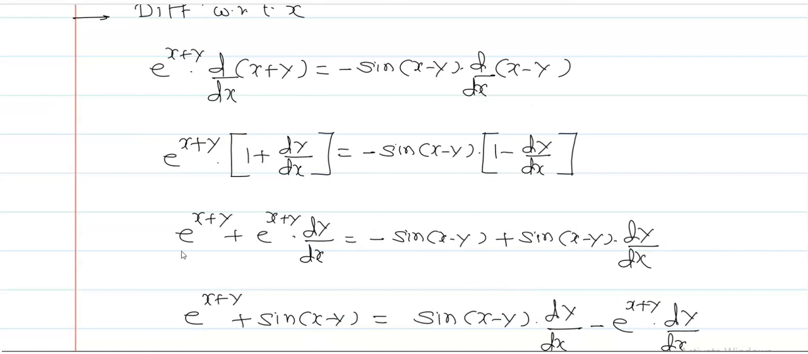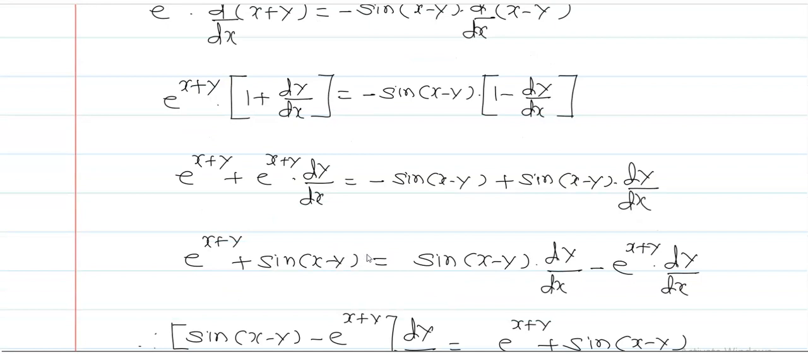Collect the terms of the multiplication, that is e raised to x plus y plus e raised to x plus y into dy by dx, minus sin of x minus y, plus this minus minus will become plus sin of x minus y into dy by dx. Now collect the terms of this dy by dx, that is e raised to x plus y plus sin of x minus y is equal to sin of x minus y into dy by dx minus e raised to x plus y into dy by dx.